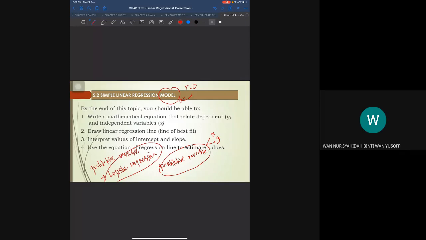Why do we call it simple linear? As I said, because we have X and Y, two variables only. When we have more than that, then it is multiple linear regression. So draw a linear regression line on your scatter plot, and interpret the values of intercept and slope.